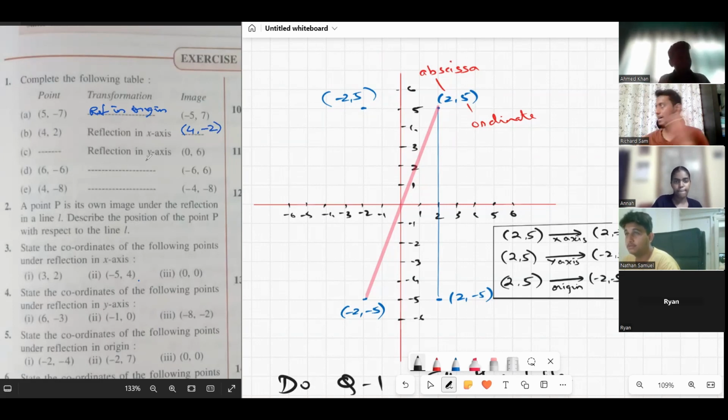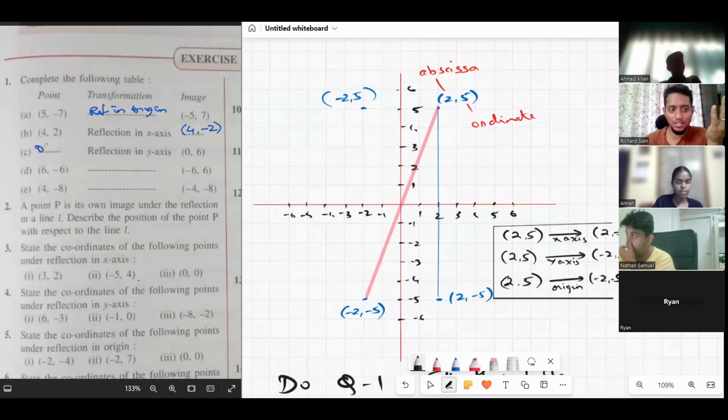Next, reflection on the y-axis. So the x coordinate has to change sign. The x coordinate is 0. 0 cannot change sign. 0 will be 0 only. Right. So this is 0, 6. So this is one important thing.